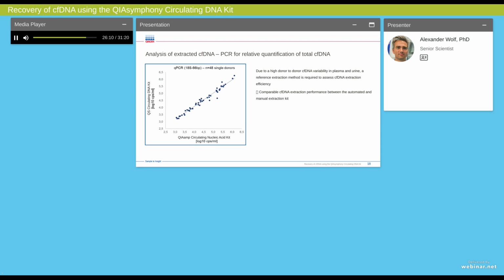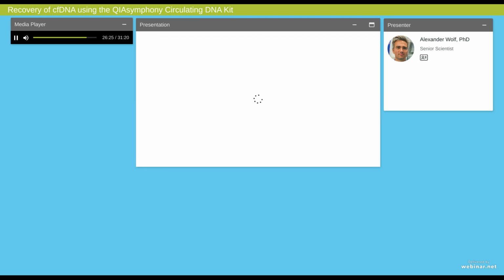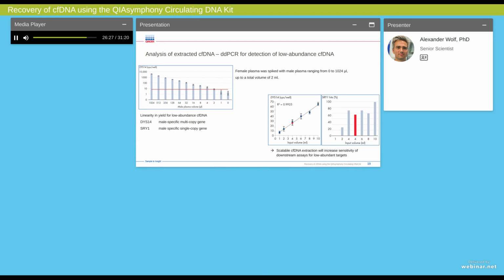But due to their expected bias concerning the extraction efficiency of the artificial DNA, depending on the used extraction kit or chemistry, the recovery of the artificial DNA must not mimic the extraction efficiency for the endogenous cell-free DNA for the used extraction kit. That's why we trust only the results generated with real plasma samples and the corresponding endogenous cell-free DNA extraction.